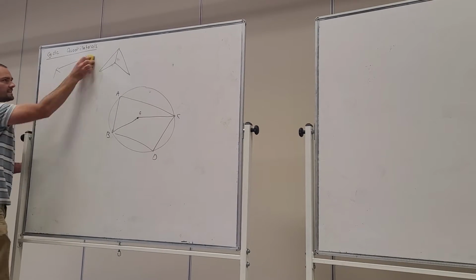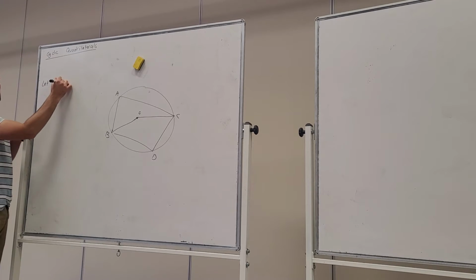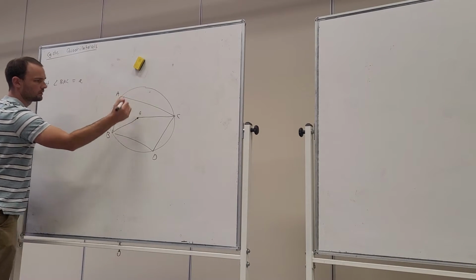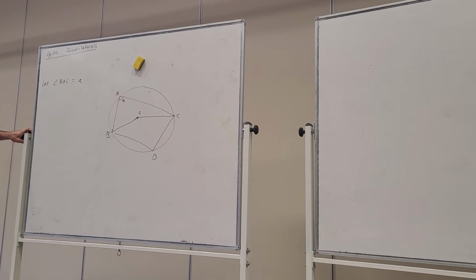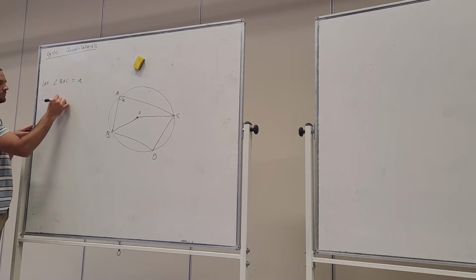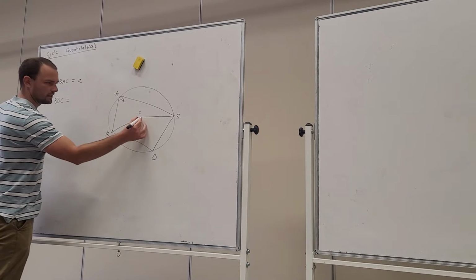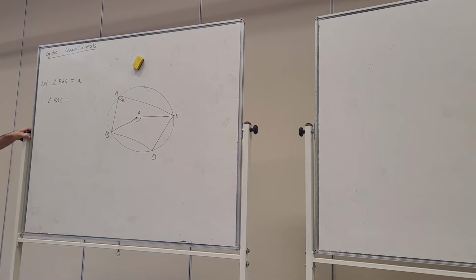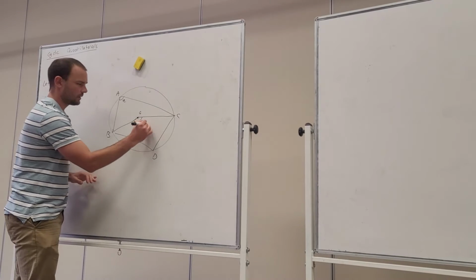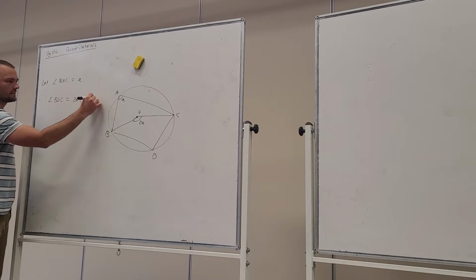So let's let angle BAC be alpha. Okay, so if this angle's alpha, therefore, angle BOC, this angle in here, is going to be 2 alpha. The angle at the center is always double the angle on the outside. So we've got 2 alpha here, and that's going to be 2 alpha because of angle at center.